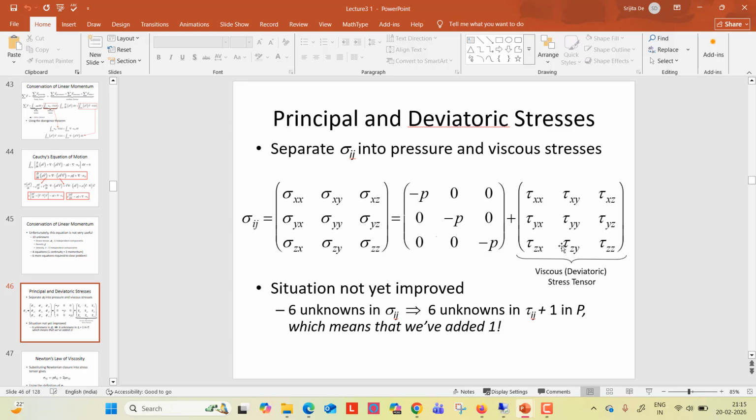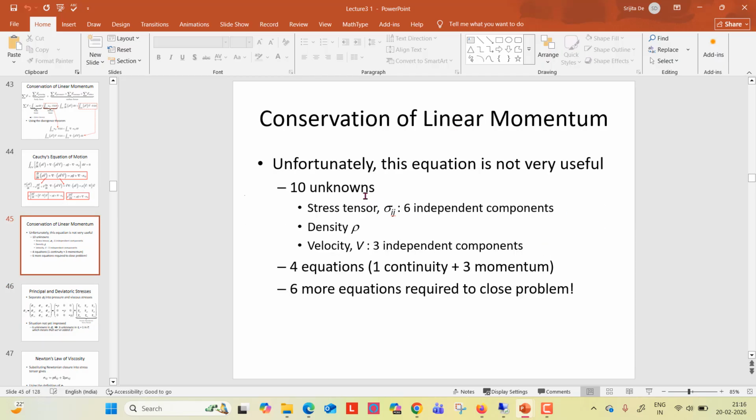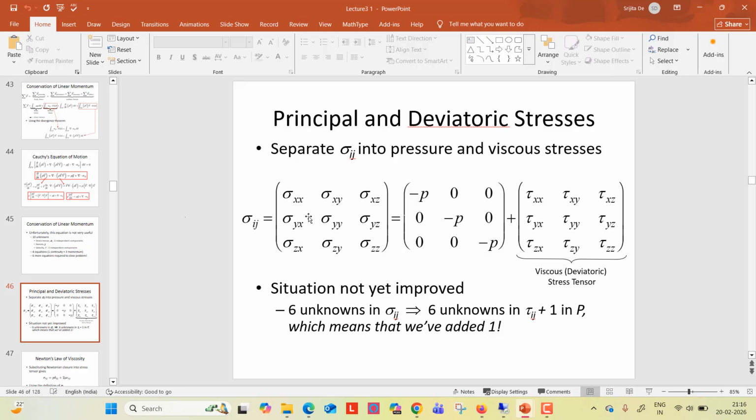This is the principal stress, this is the pressure tensor, and this is the viscous stress tensor, also called the deviatoric stress. In the Navier-Stokes equations, in the stress tensor, you will find there are 6 independent components. Why 6? Because we have considered this a symmetric tensor, so the off-diagonal terms reduce to 3 terms, plus the other 3 diagonal terms.